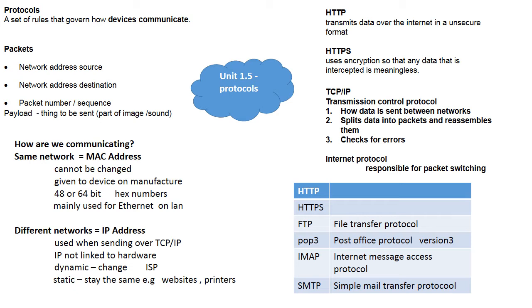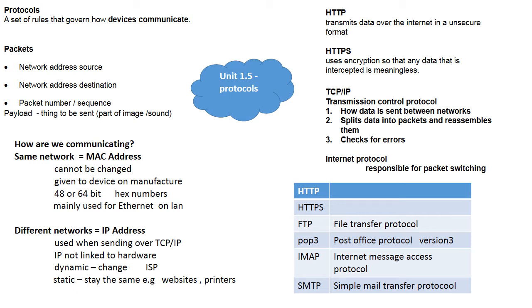TCP/IP protocols. TCP is the Transmission Control Protocol. This is how data is sent between networks. It splits data into packets and then reassembles them, and it checks for errors. That's the main bit of Transmission Control Protocol. So you've got a picture on your machine, you want to send it to somebody else. It effectively breaks it down into packets and is responsible for sending them off. It also checks that all the packets have arrived. So if your picture is broken down into, let's say, 7 packets, hypothetically, have you got 6 packets? Have you got 8 packets? Have you got someone else's packet from somewhere else? The Internet Protocol is responsible for packet switching, and we'll look at that in a second.